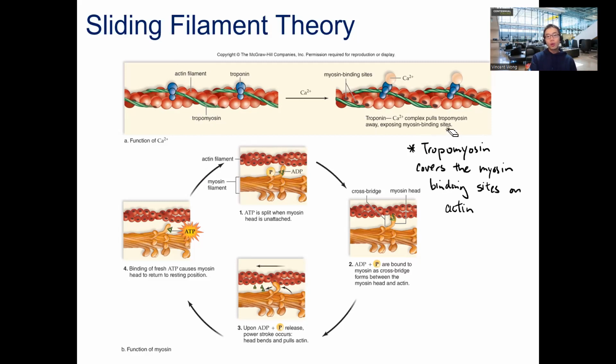So what controls the position of the tropomyosin? The green ribbon here, what controls the position of that? That would be the job of troponin. So troponin here controls the position of tropomyosin.